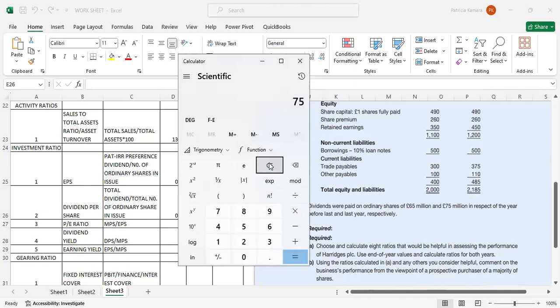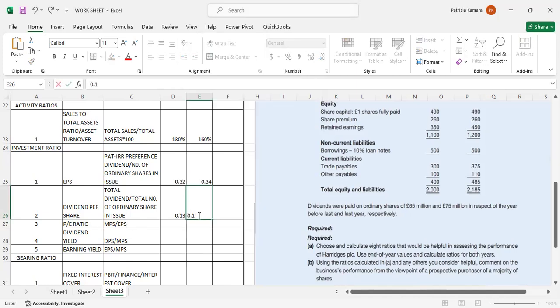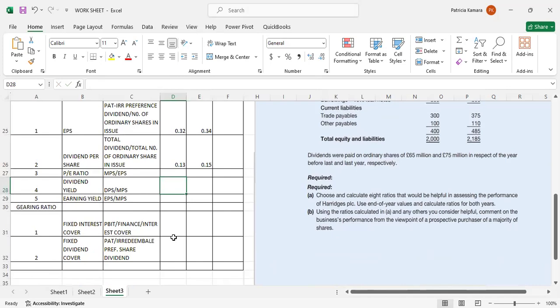We've been given 75 million divided by 490, giving us 0.15. Meaning that the business has growth prospects, because if you were being paid 0.13 as dividend each year, and now it has increased to 0.15, that's a good thing.